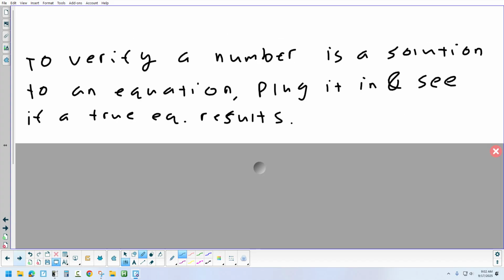If you're trying to verify that a number is a solution, what you would want to do is take that number, plug it back in, and see if you get a true statement. If you plug it back in and you get a true statement, then that means it worked. Okay. If you take your number, plug it back in and you don't get a true statement, then it's not the correct answer. Or you made a mistake checking.